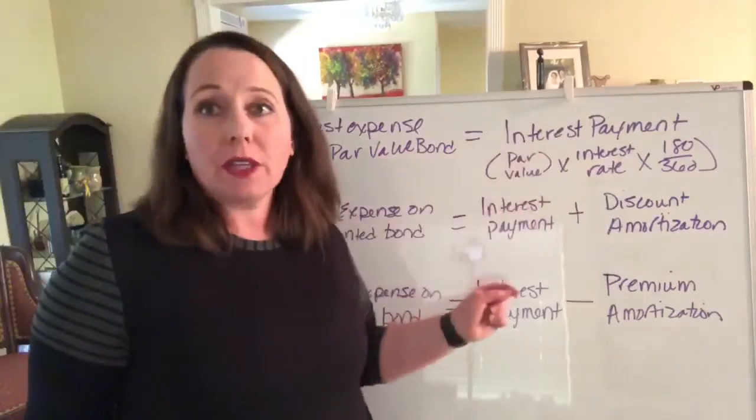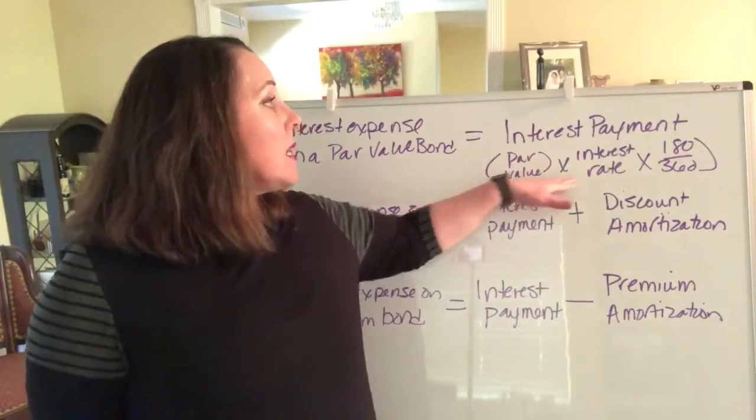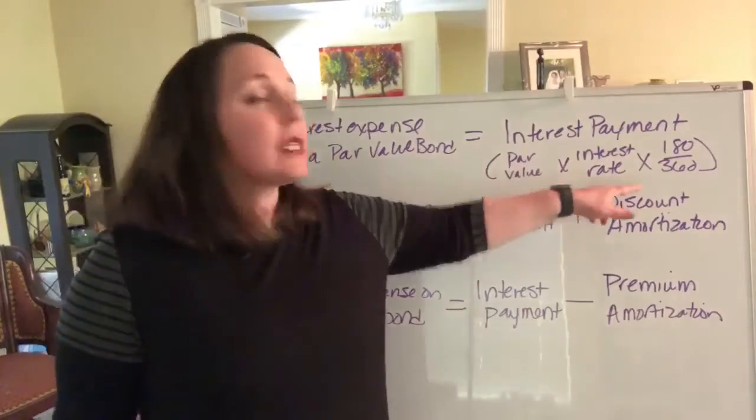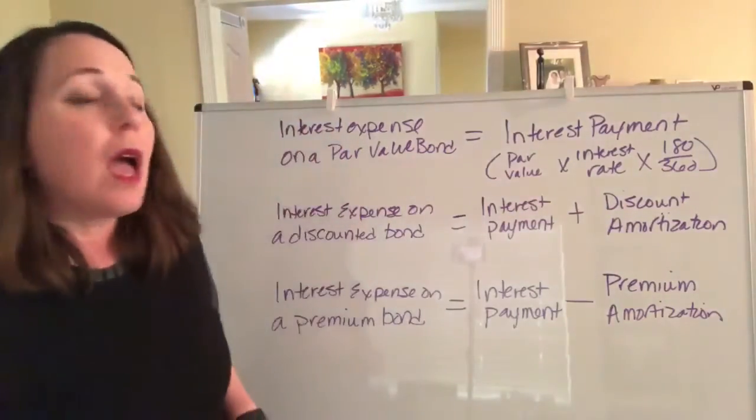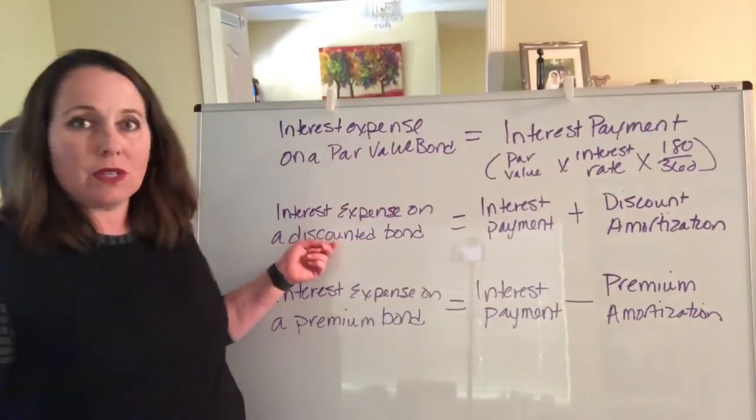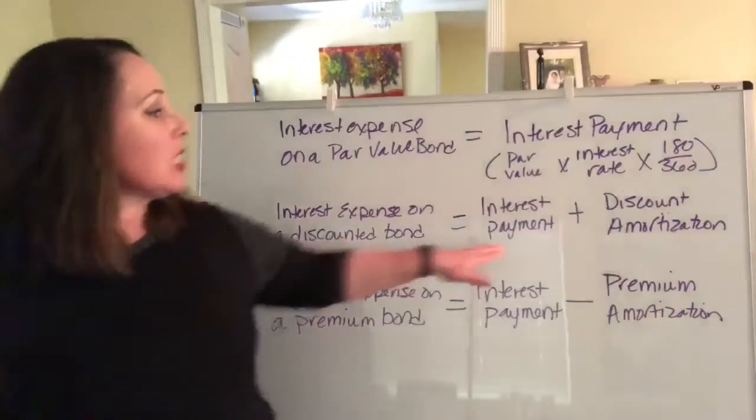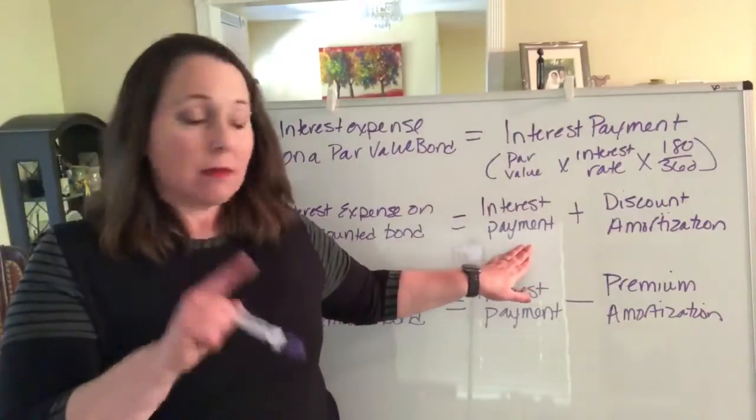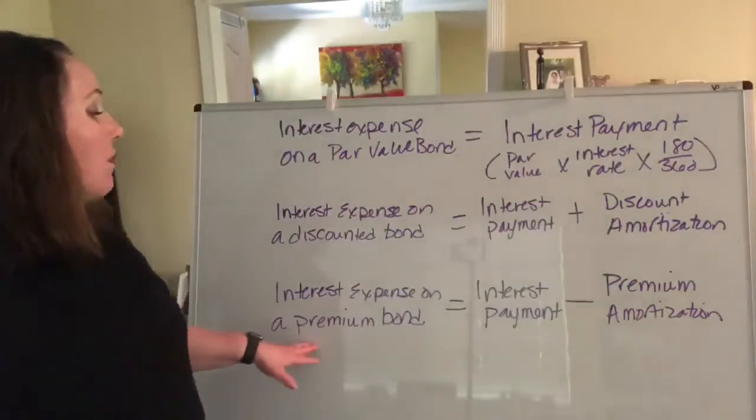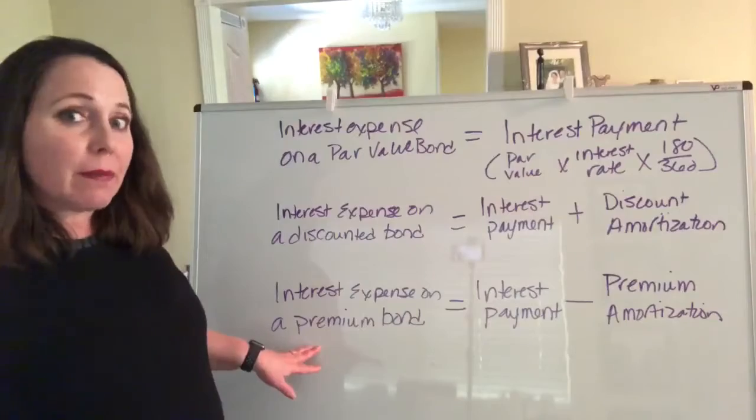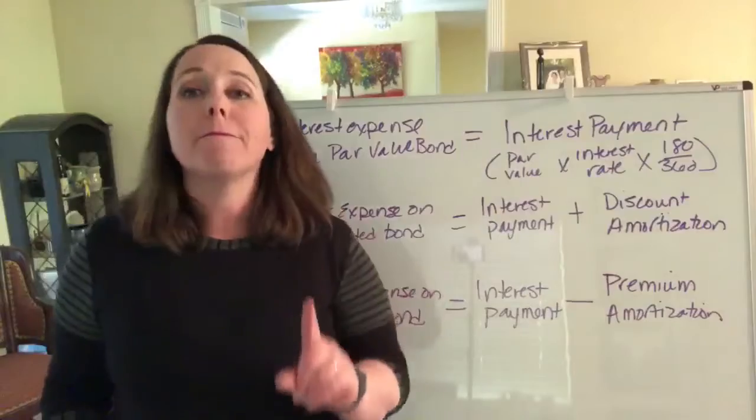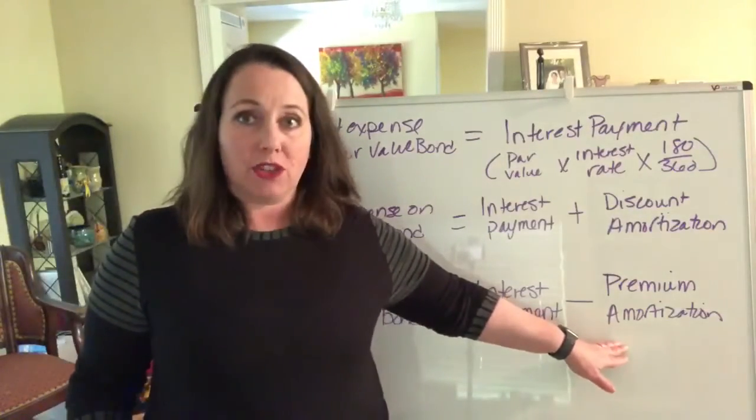And remember, we calculate our interest payment by taking the par value times the interest rate times 180 over 360. If we issue a bond at a discount, then our interest expense equals our interest payment plus our discount amortization. If we issue a bond with a premium, then our interest expense equals our interest payment minus the premium amortization.